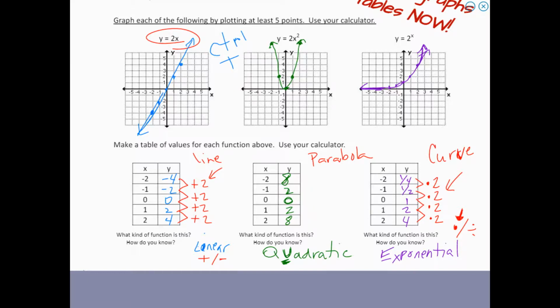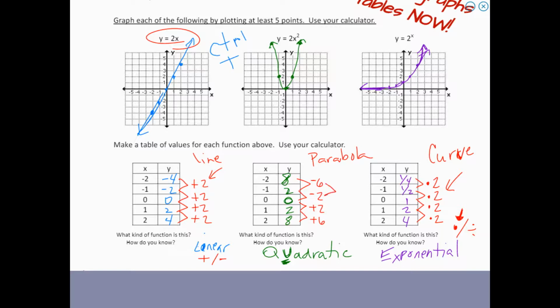But if we were to look at the pattern, how did it change going from 8 to 2? It's going down. Down 6. From 2 to 0? -2. From 0 to 2? +2. From 2 to 8? Okay, and then that's considered the first difference.